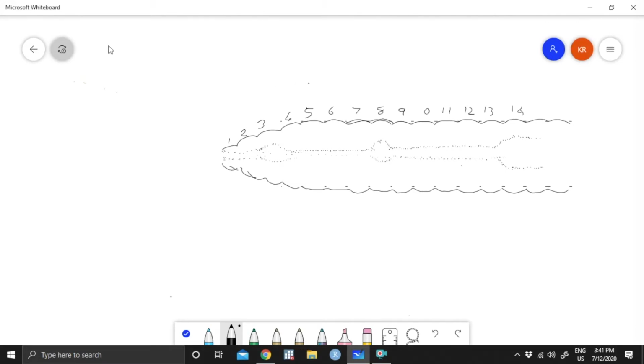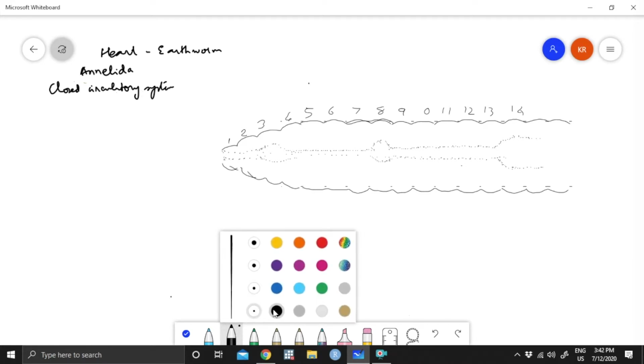Yeah, so hello students. Let us study about heart in earthworm. So earthworm is from phylum Annelida and it has got a closed circulatory system.